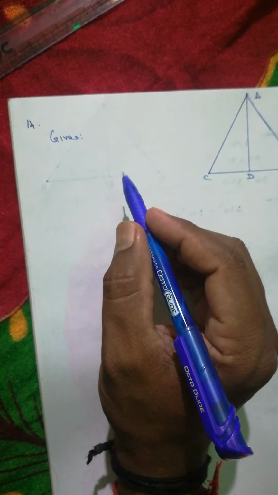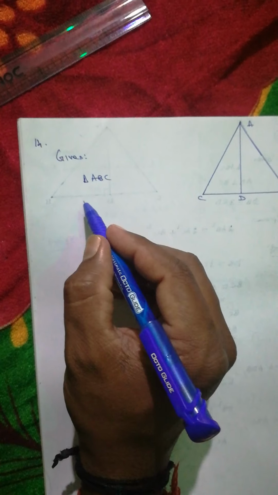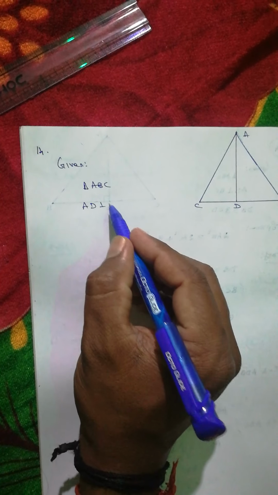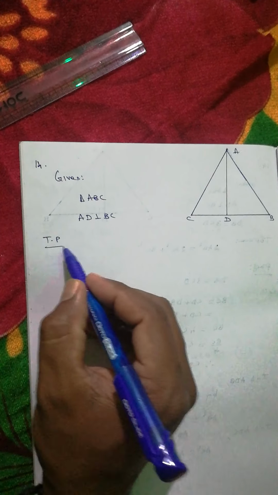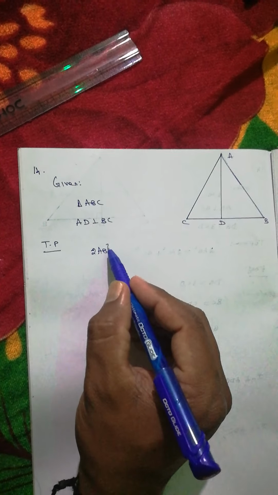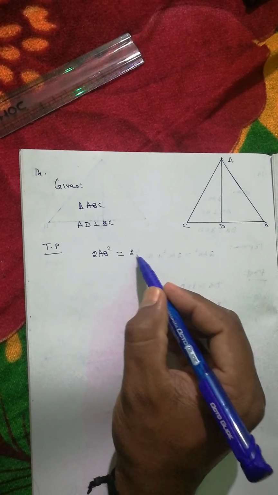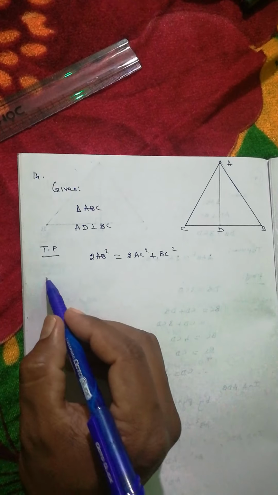So here, in triangle ABC, AD is perpendicular to BC, and we have to prove that 2AB square equal to 2AC square plus BC square. So, proof.